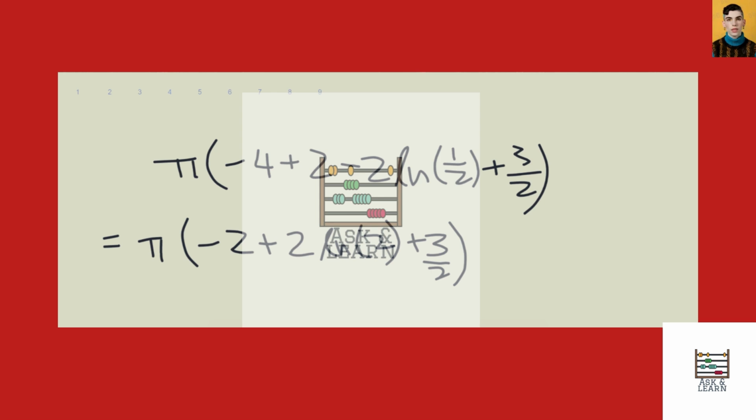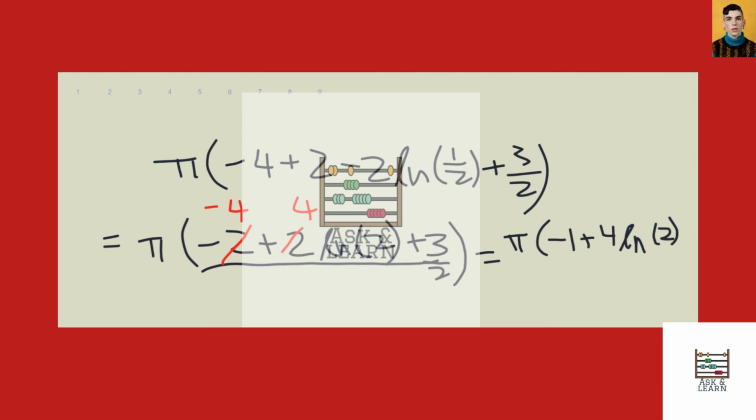Now let's come up with a common denominator. So put this all over 2. This now becomes a 4. This now becomes a negative 4. So this becomes equals pi times negative 4 plus 3 is negative 1 plus 4 ln 2, over 2. So that's for region 1.